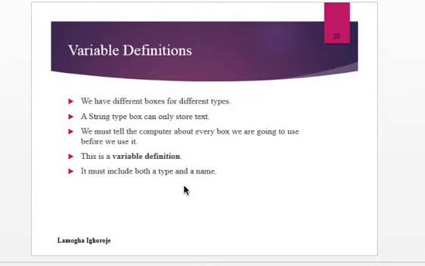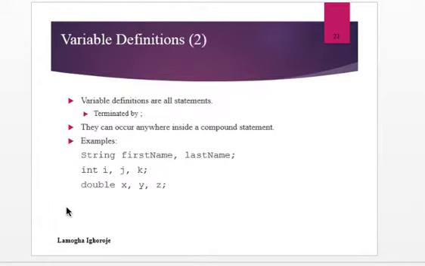We must tell the computer about every box we are going to use before we use it. This is a variable definition and it must include both the type and the name. So you have to start by defining your variable and it will include what the type is and what the name is. We're going to see an example of that when we start the practice of this.